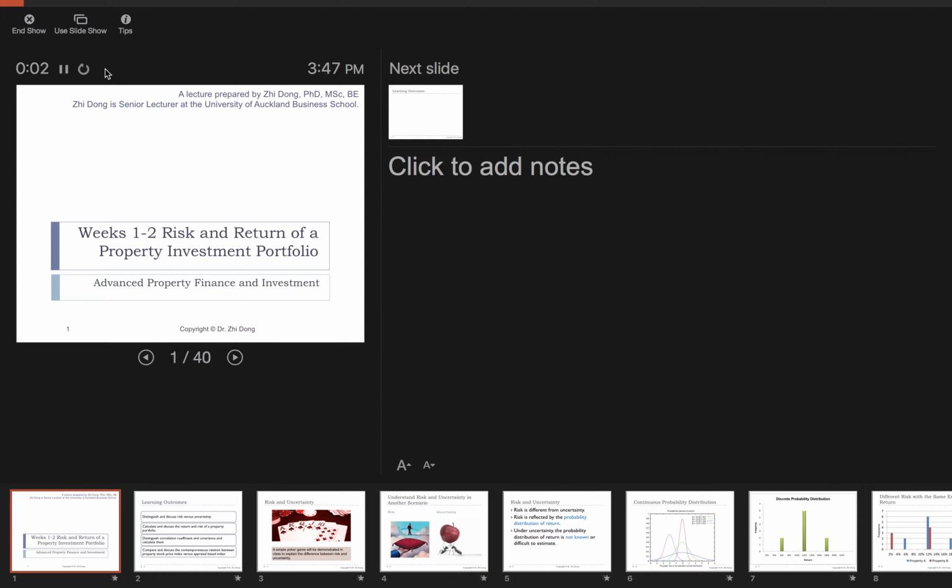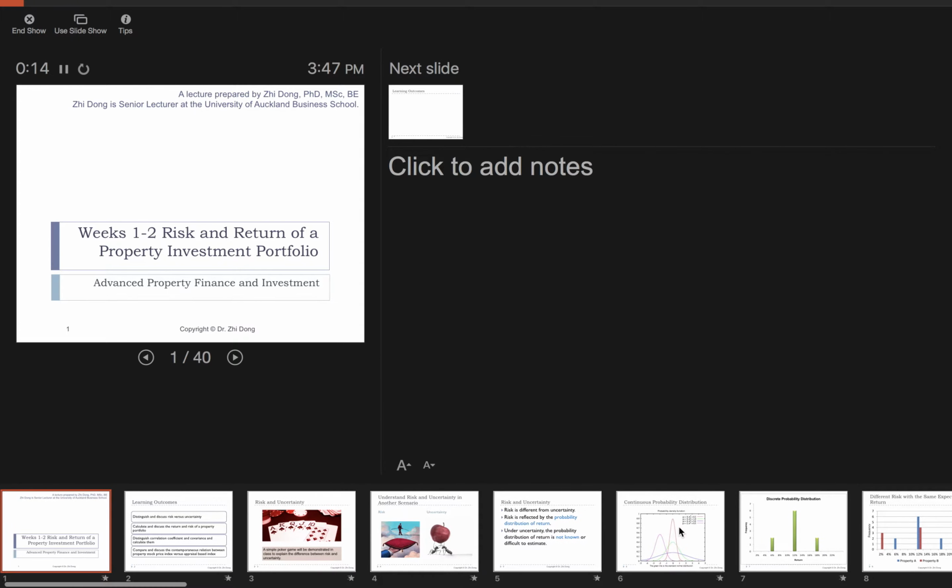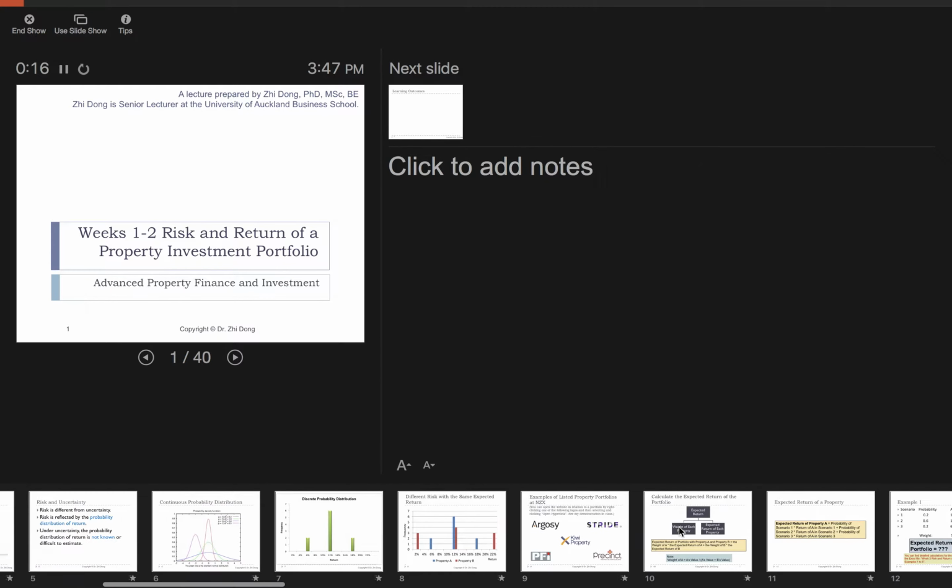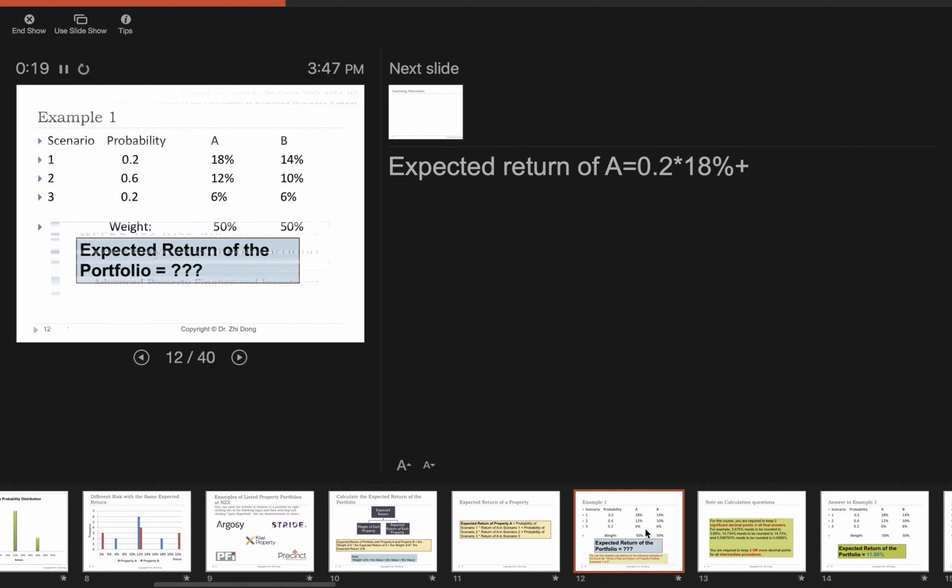Hi guys, in this tutorial, I'm going to demonstrate to you the calculation of example 1 under the topic of risk and return of a property investment portfolio. So now let's look at the information under this example.